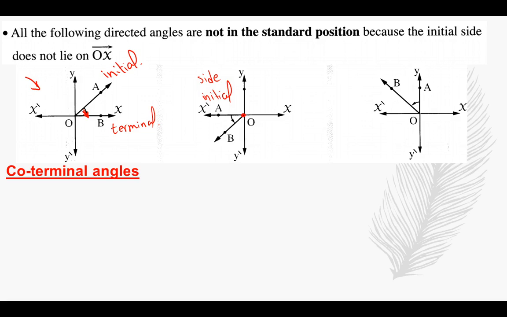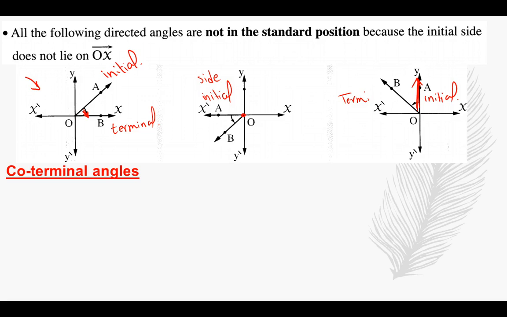The last one here, look at the direction of the arrow. Here OY is the initial side, and OB is the terminal side. But the initial side is not the positive direction of the x-axis. Here the initial side is the positive direction of the y-axis. So this angle is not in the standard position.